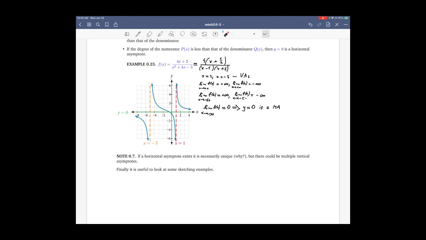But of course, there could be vertical asymptotes that are not unique. This example has 2 vertical asymptotes. In general, there will be as many vertical asymptotes as there are zeros of the denominator that are not zeros of the numerator.